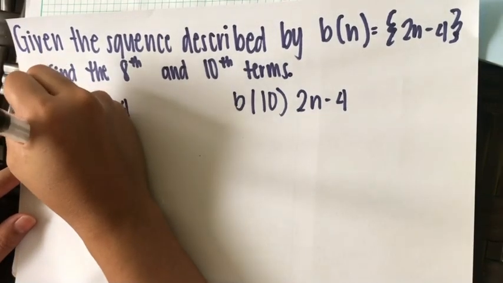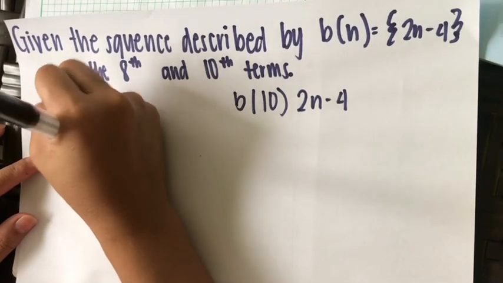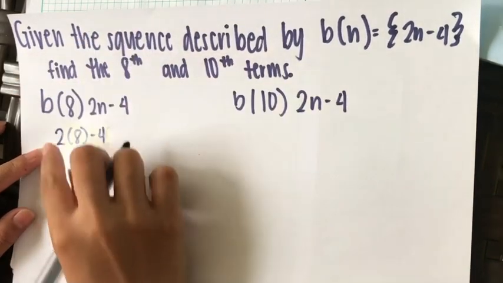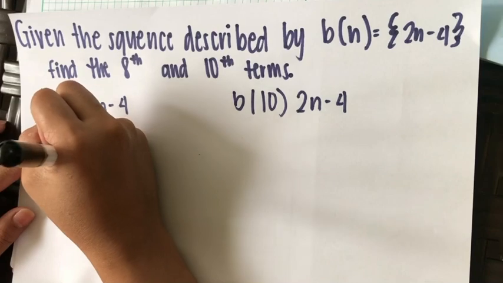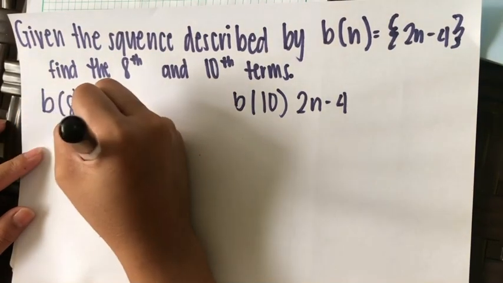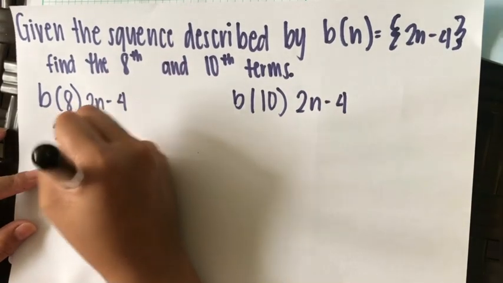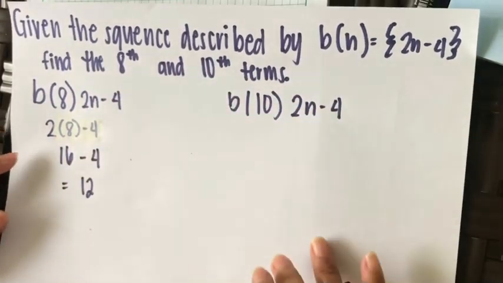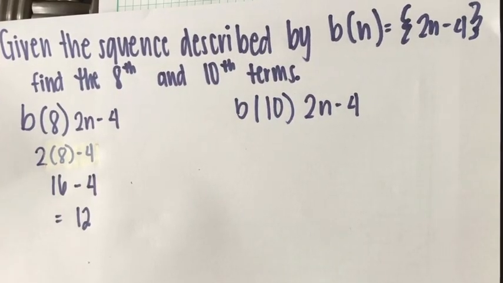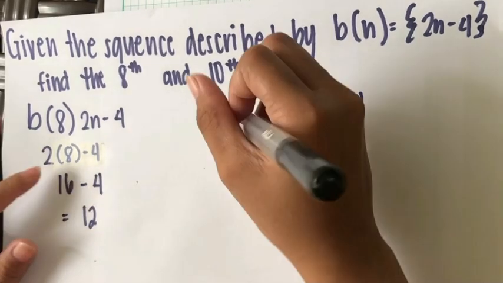So, 2 times 8 minus 4. 2 times 8 is equal to 16, minus 4 is equal to 12. Then, now, let us proceed to example number 2.